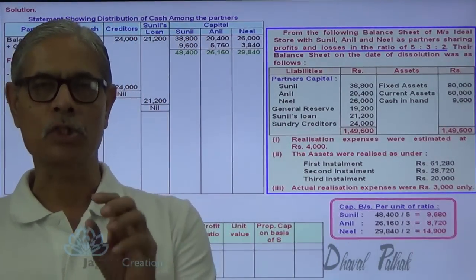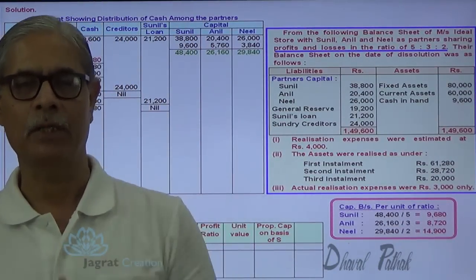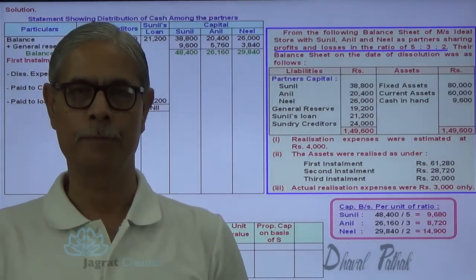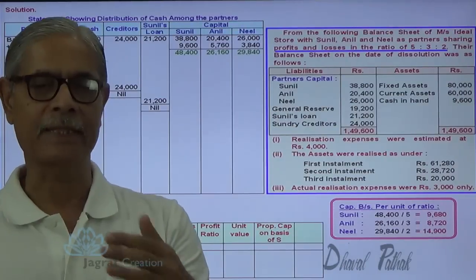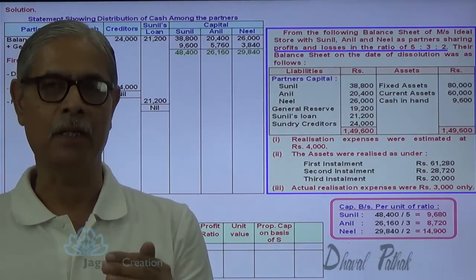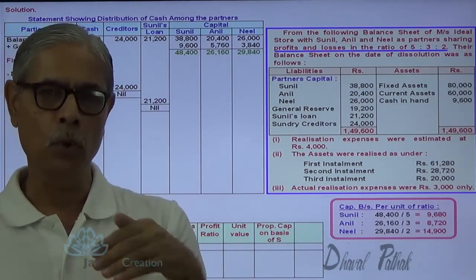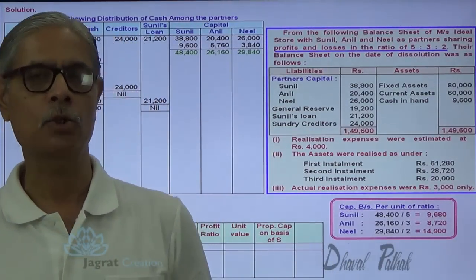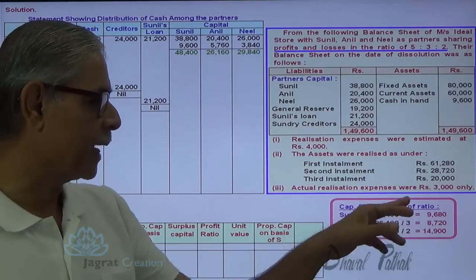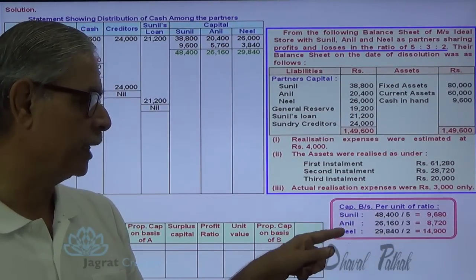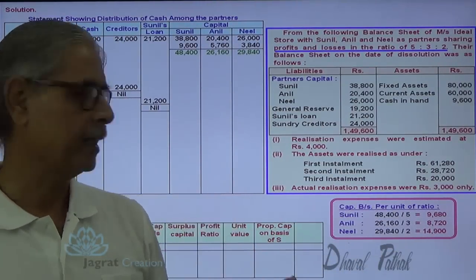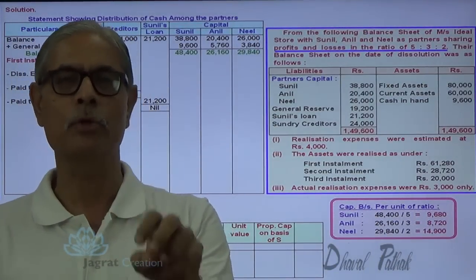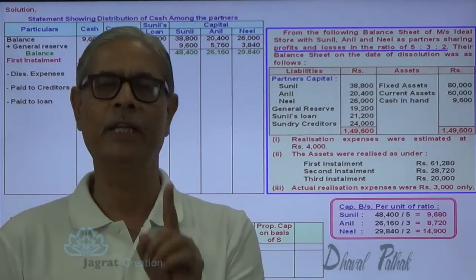Now when you want to start giving cash against capital, the partner who has contributed surplus capital, contributed more than the least proportion, that surplus capital is to be paid. Now to find out the excess capital contributed by Sunil and Nil, we should take the capital of Anil, 8,720, as the base contribution required per unit of profit.